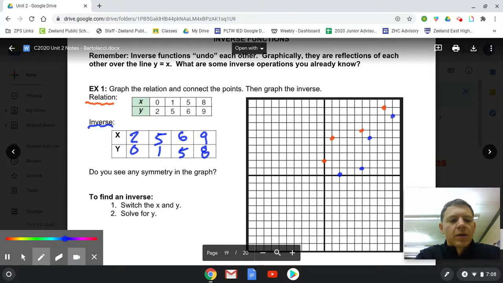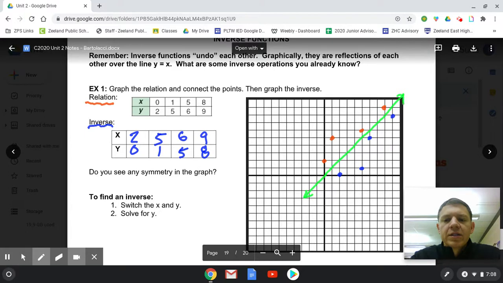All right, there we go. Those are the points of the inverse. Notice it's kind of like a reflection, and it's a reflection through the line y equals x. So there's the line y equals x, going on forever in those directions. And it's just a reflection of the relation or a function through, or in, the line y equals x.